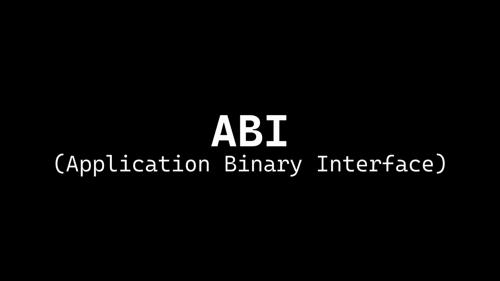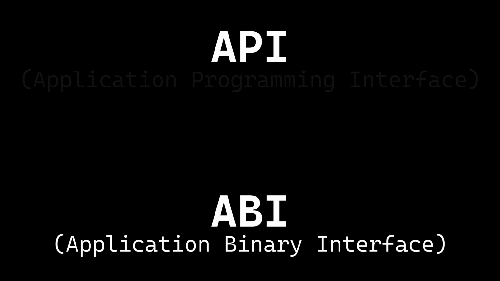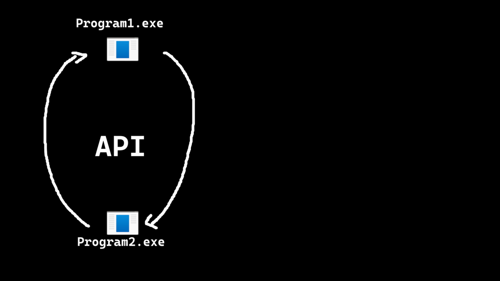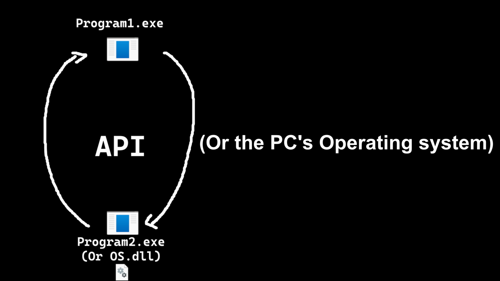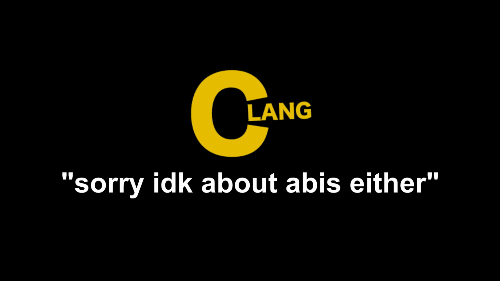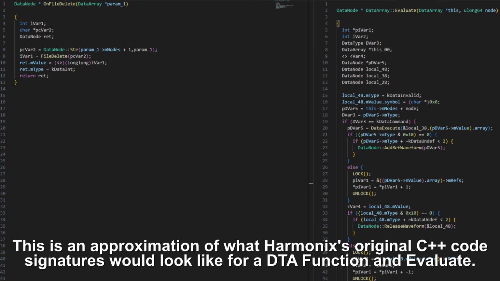An ABI, or Application Binary Interface, is essentially the low-level version of an API, or Application Programming Interface. Basically, an API is used to allow multiple programs to talk to each other, while an ABI is used to allow the program to more easily talk to the computer's hardware itself. My knowledge on ABIs is very limited, as it's a pretty complicated thing that I thought the compiler would handle for me. If I wanted my code to match what Harmonix originally wrote it as, I would have to rewrite the plugin entirely in a different language that supported the ABIs used in Rock Band 4.